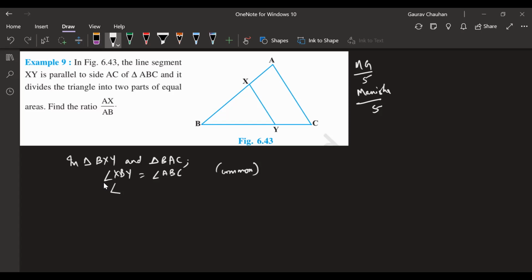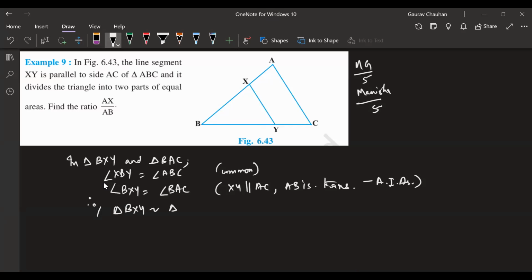So angle BXY is equal to angle BAC. Reason is XY is parallel to AC and AB is transversal. So this is alternate interior angles. Okay. You can do one more if you want. This and this will also be alternate interior angles, but I'm not going to do that. AA is enough. Therefore, triangle BXY is similar to triangle BAC. Okay, AA criterion.